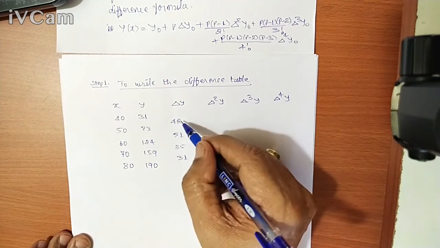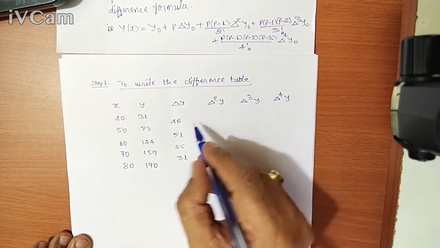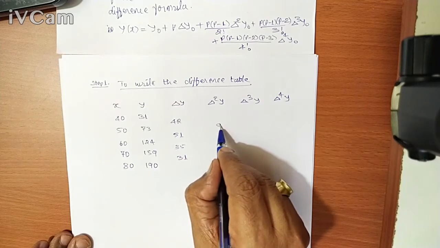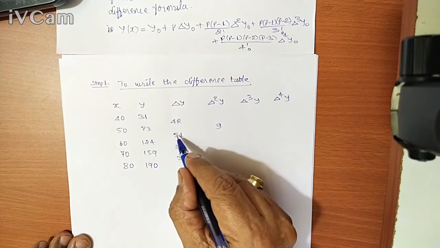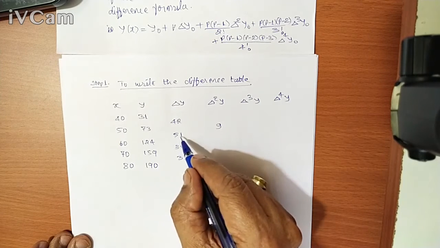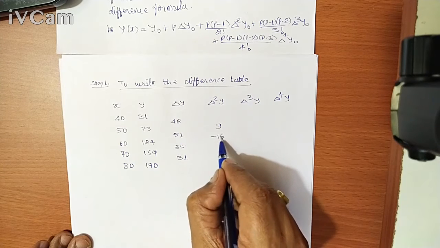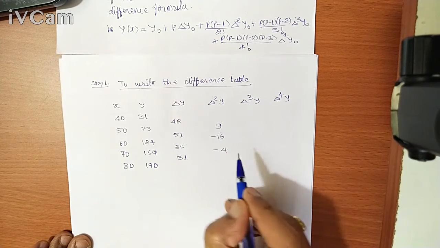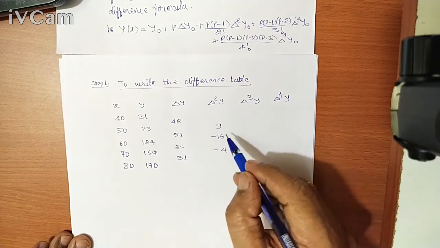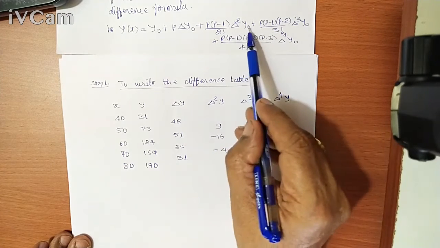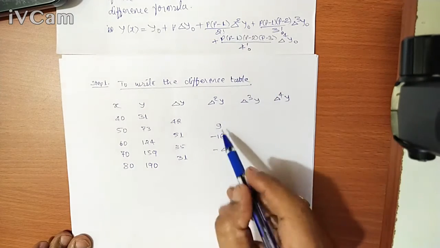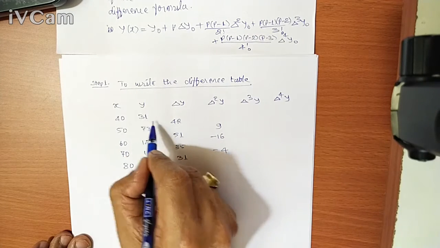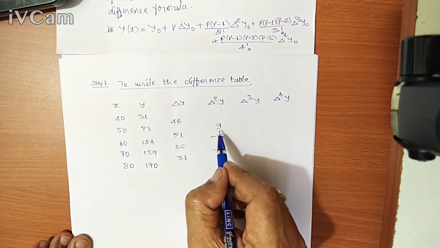Then 51 minus 42 is 9, which I write in between 42 and 51. Then 35 minus 51 is minus 16. Then 31 minus 35 is minus 4. So my del squared of y naught here is 9. This is y naught, this is del of y naught, this is del squared of y naught.